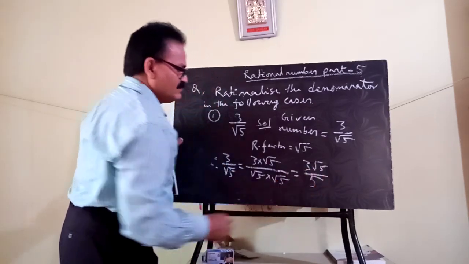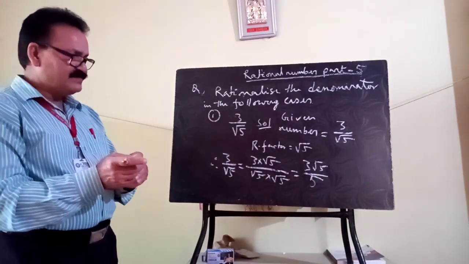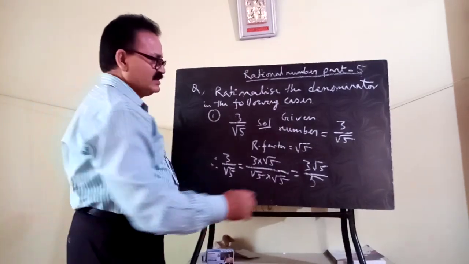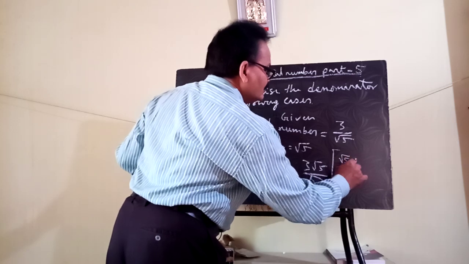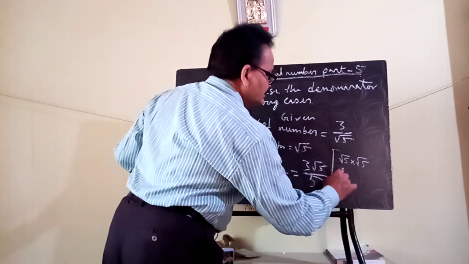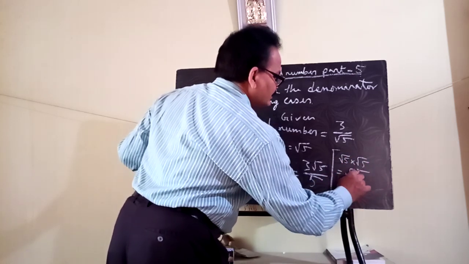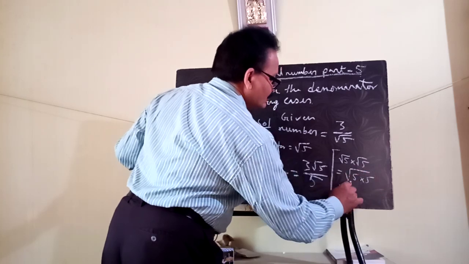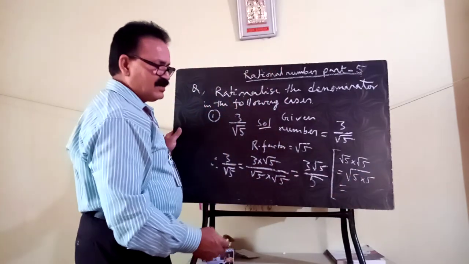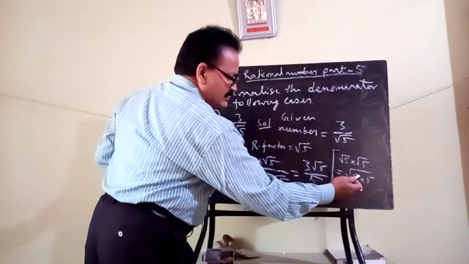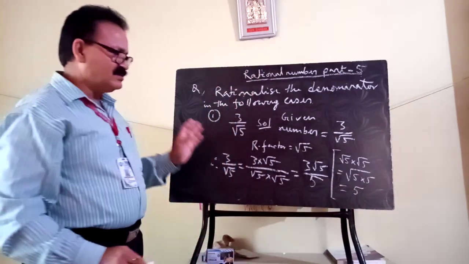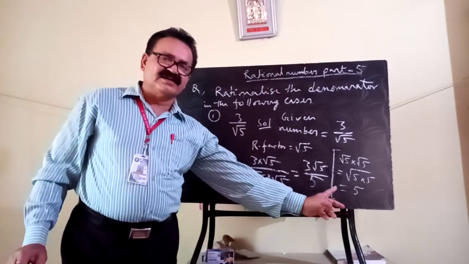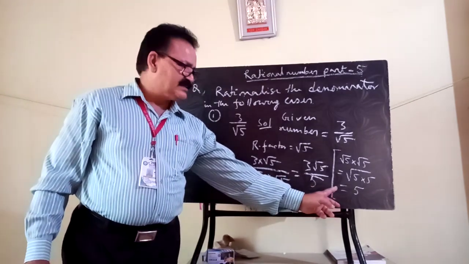3 root 5 by 5. Here you see, as we know, in the case of square root, root 5 into square root of 5 means you can take it as 5 into 5. So from one pair of 5 into 5, you take out 5. So this is the rule of finding the square root in the prime factorization method.